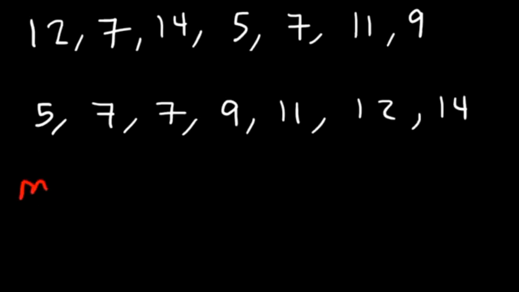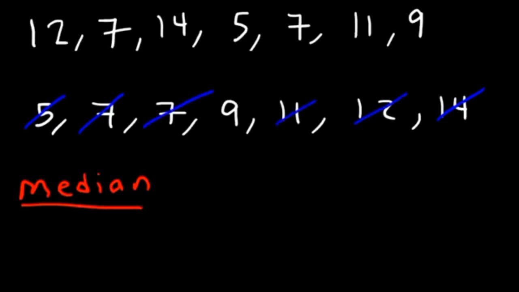Now, in order to find the median, we need to find the middle number. The best way to find the middle number is to eliminate the first and the last number. Next, eliminate the second number and the second to last number. And then eliminate the third one from the left and the third one from the right. The one in the middle is the median. So in this example, the median is equal to 9.